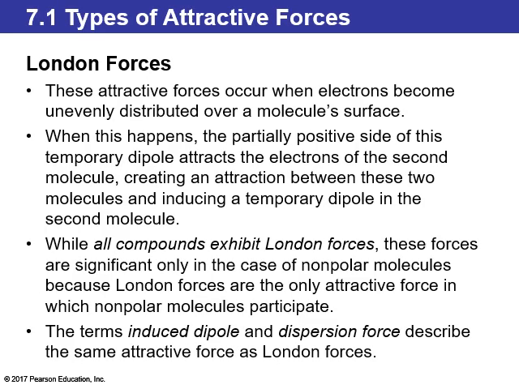So the first type of force that we're going to discuss is the London force. The London force is the weakest of the forces that we're going to discuss, and it's an attractive force that occurs when electrons become unevenly distributed over a molecule's surface. So in layman's terms, what's happening is these London forces occur in our nonpolar molecules. So they're going to be the dominating force in our nonpolar molecules.